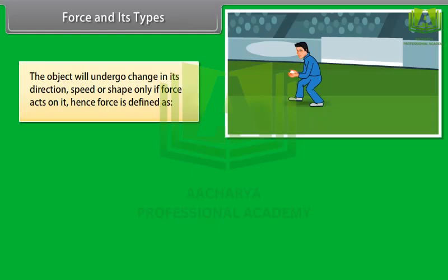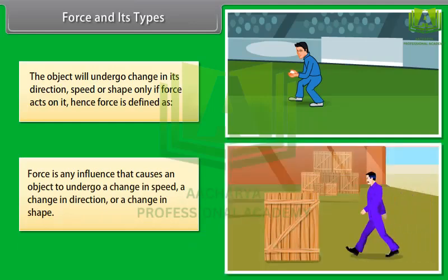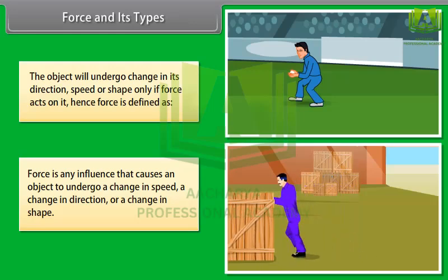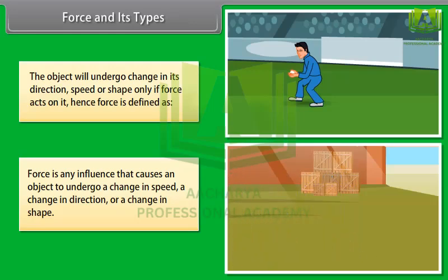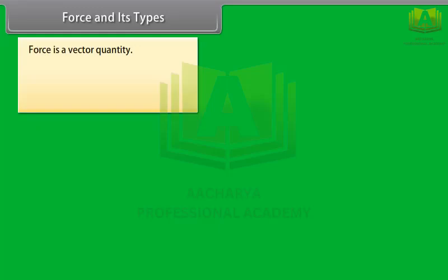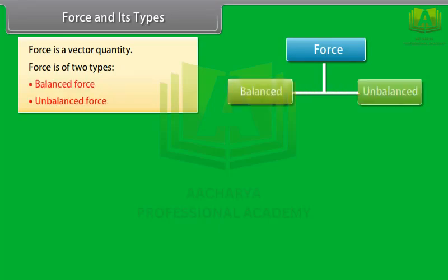The object will undergo change in its direction, speed, or shape only if force acts on it. Hence, force is defined as: force is any influence that causes an object to undergo a change in speed, a change in direction, or a change in shape. Force is a vector quantity. Force is of two types, balanced and unbalanced.